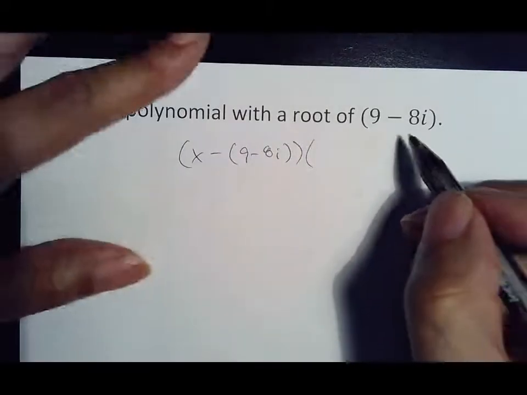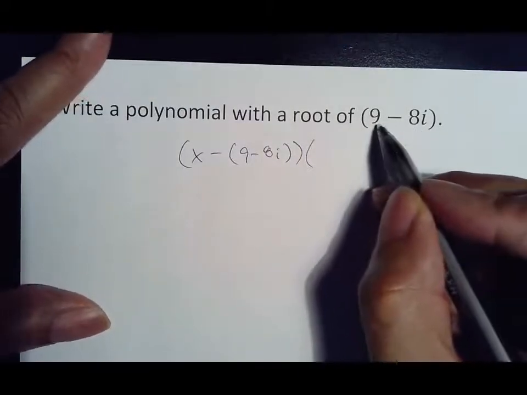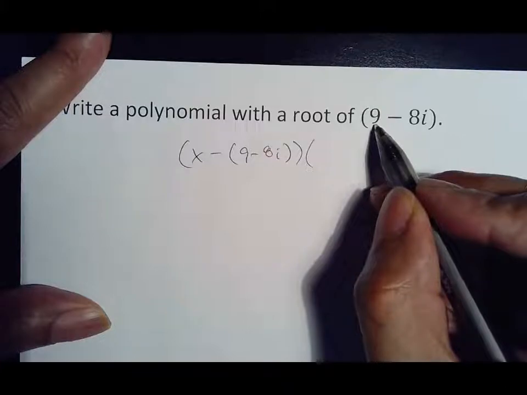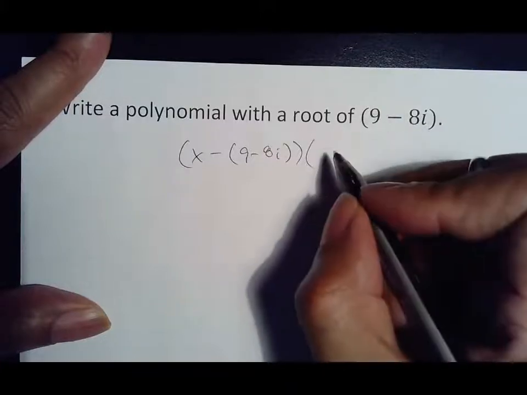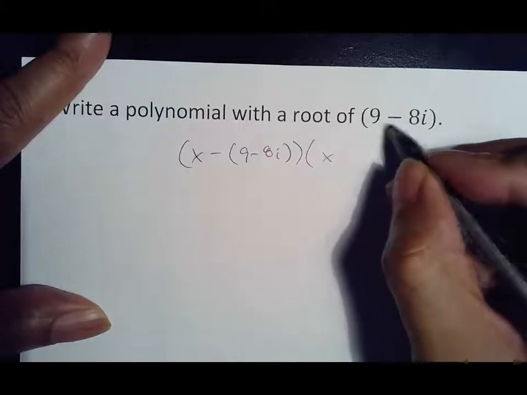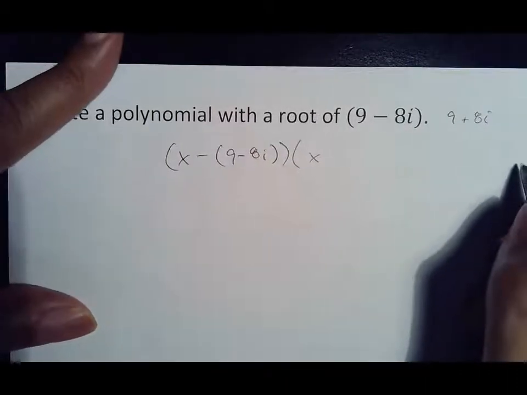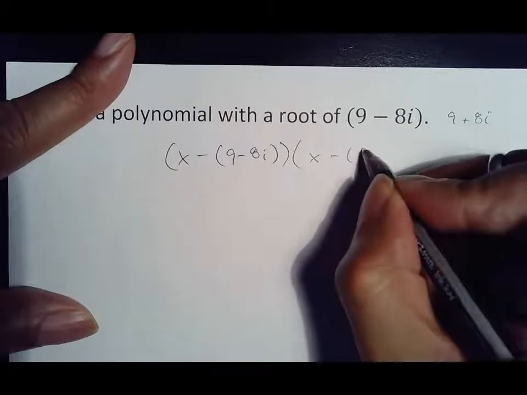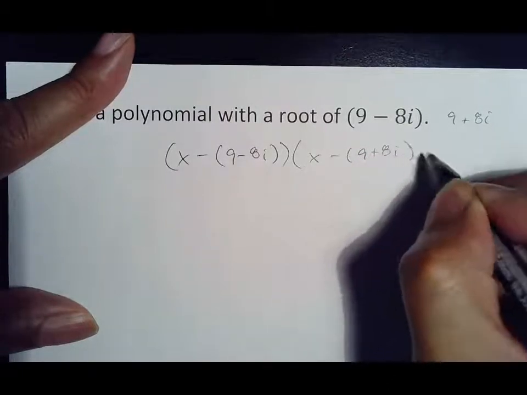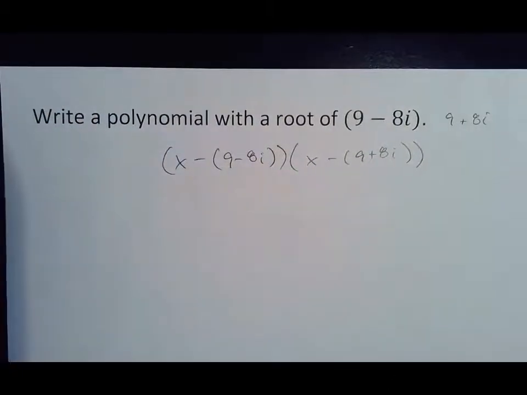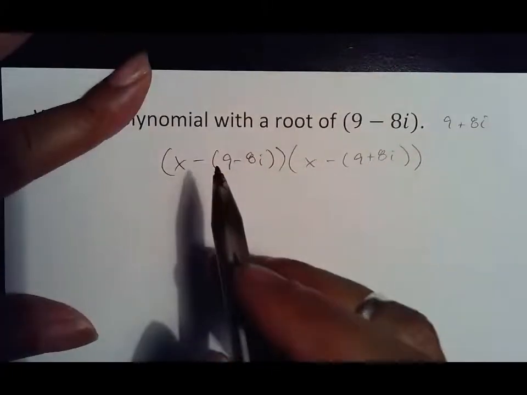But remember the rule I told you, this is a complex conjugate. So therefore, a root, therefore it's going to be an opposite, which means the conjugate's going to be there. So if 9 minus 8i is a root, 9 plus 8i is also a root, so x minus (9 plus 8i) should be our start. Why do we just do what we just did? Because we have to do it again.